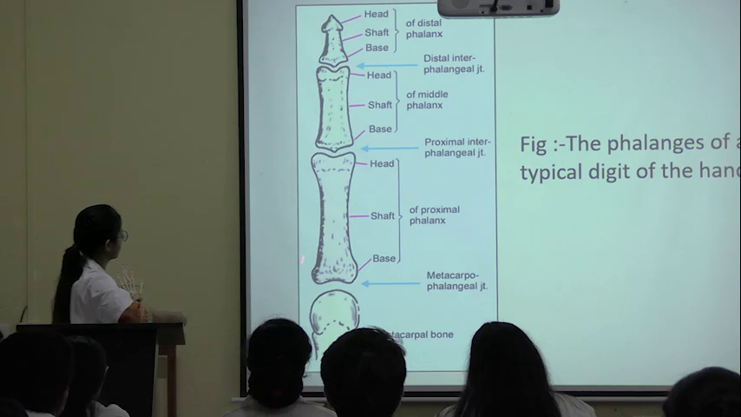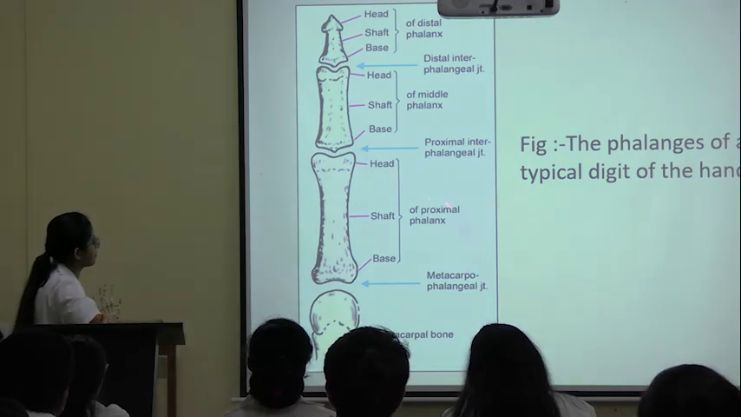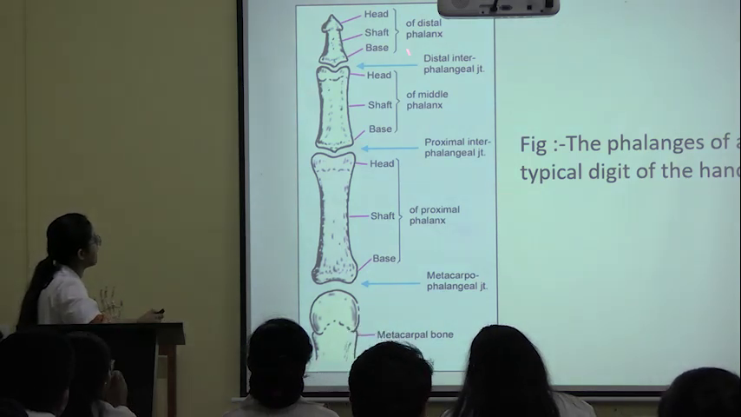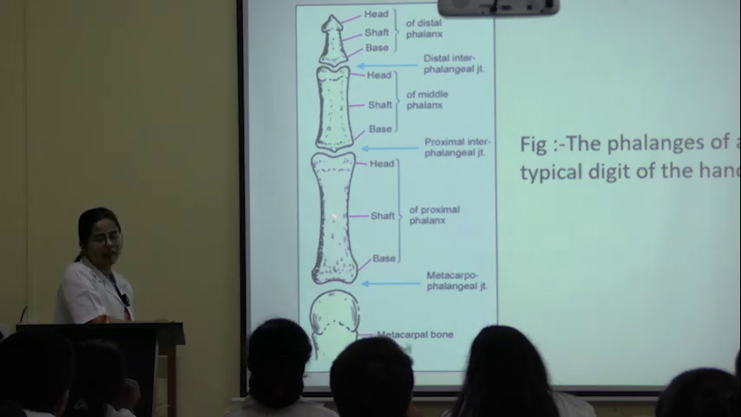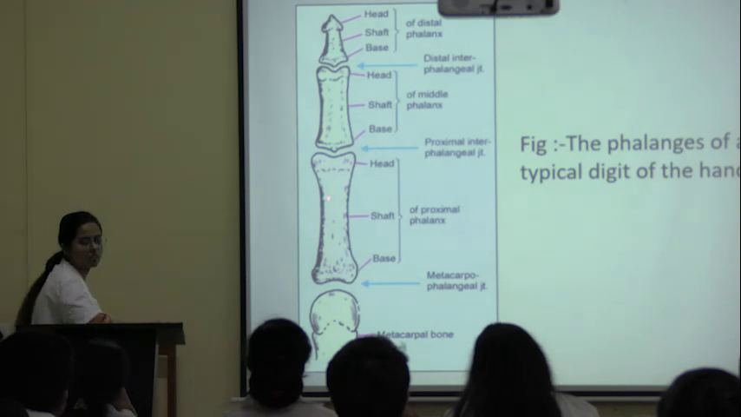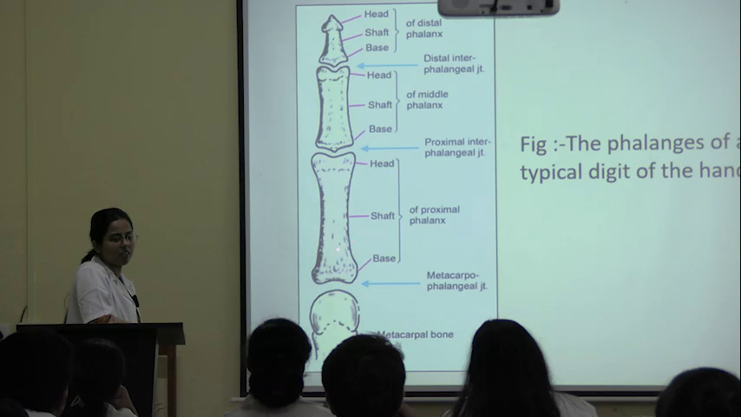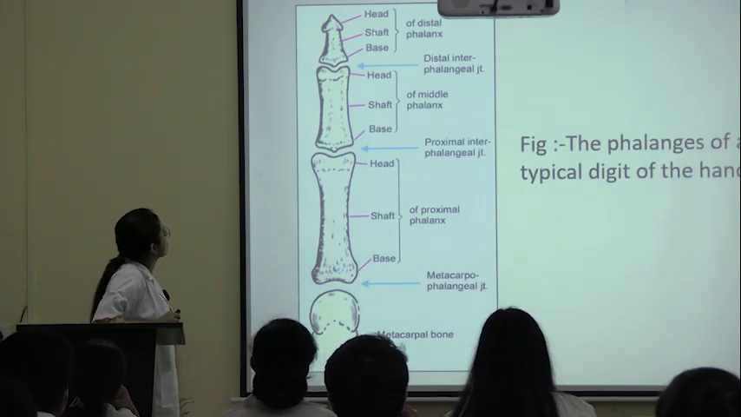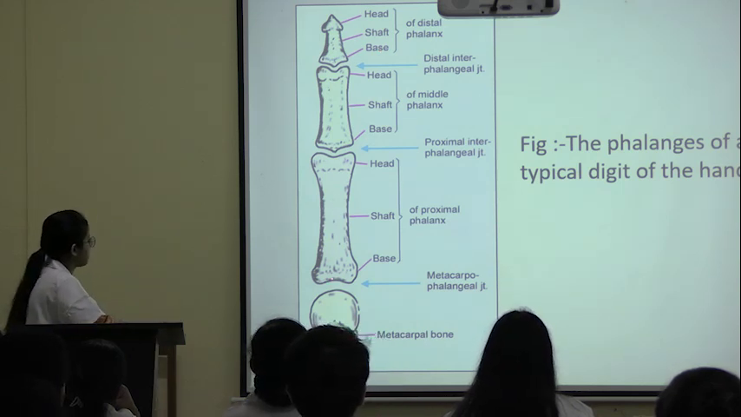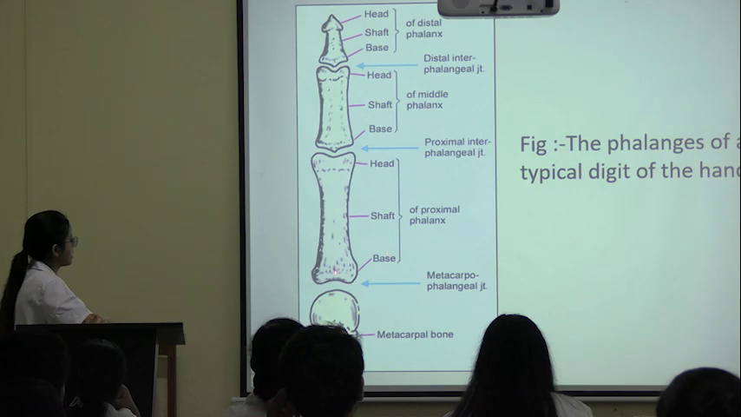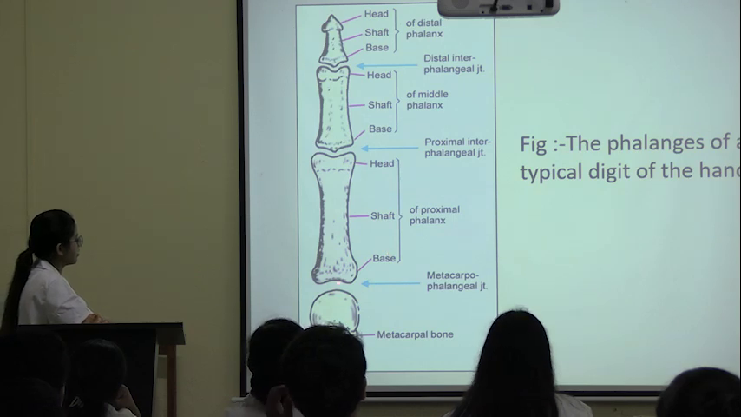See, it is a proximal phalanx, middle phalanx and distal phalanx. Okay. Now each of these phalanges has 3 parts. This is the head, this is the shaft and this is the base. See, here also head, shaft and base. Here also head, shaft and base. Clear?